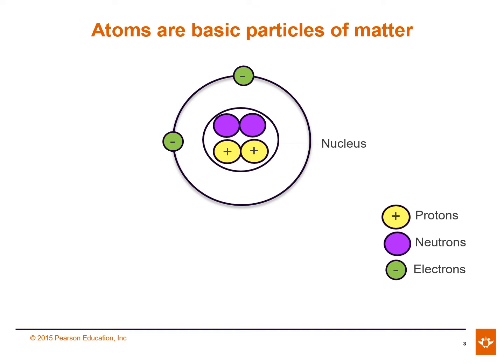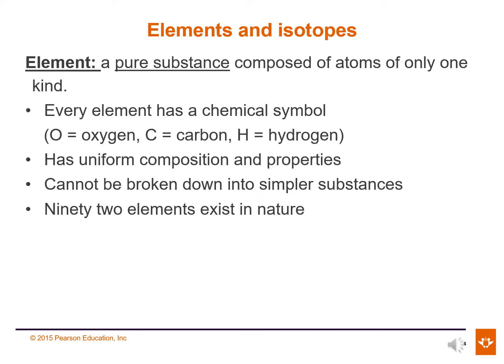Atoms are the smallest stable units of matter composed of subatomic particles. These include protons that are positively charged and neutrons that are neutral or have no charge. The protons and neutrons are found in the center of the atom in an area known as the nucleus. Electrons are negatively charged and are found traveling around the nucleus at a high speed within an area called an electron cloud. For the definition of an element, please read through this slide.